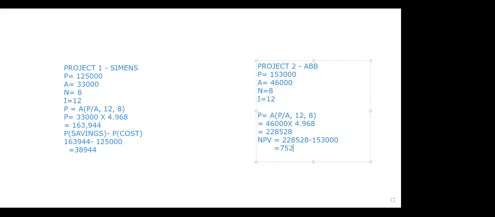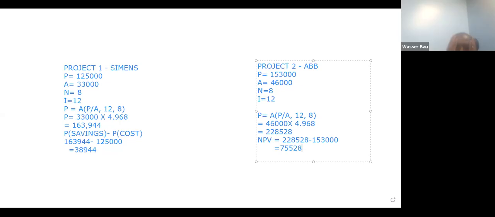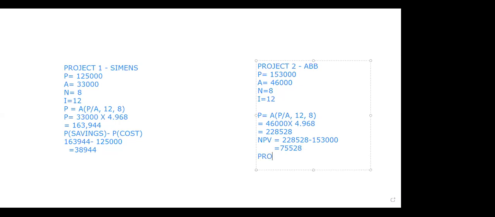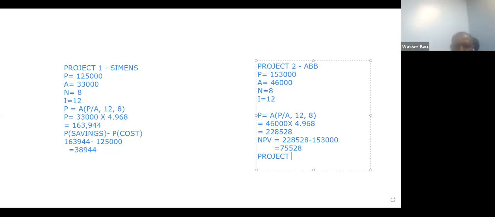75,528. 528. So which project is good now? The second project. God bless you. So I'll tell Siemens to back off, and I will accept the project from ABB. Project 2 is better.